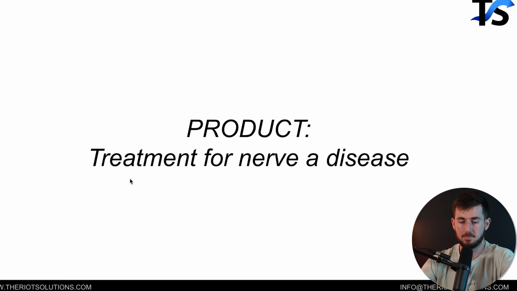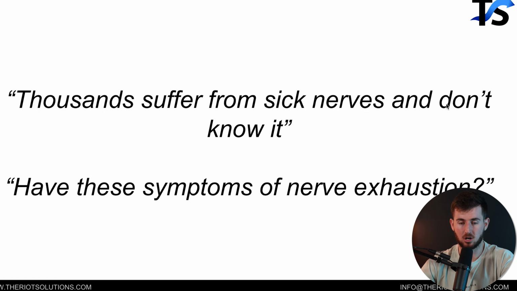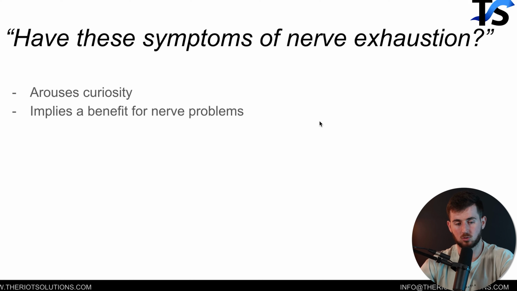All right. A treatment for nerve disease. I got this one wrong, but basically what this means is that, hey, people have a nerve disease and there's a treatment that we are pushing for them. Okay. Thousands suffer from sick nerves and don't know it. Have these symptoms of nerve exhaustion. Okay. 3, 2, 1. All right. This one won right here.